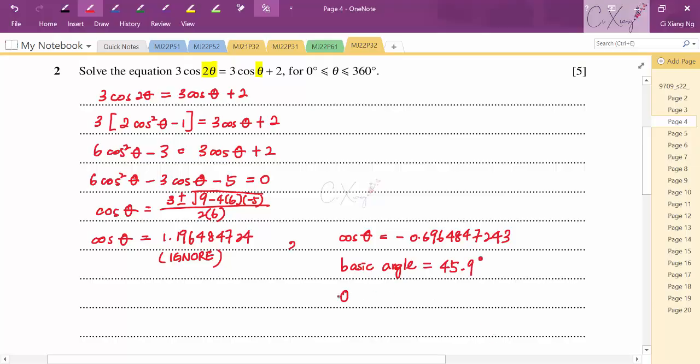And now I'm going to get the values for theta. So again, refer to the domain that they give us, the range of theta. It should be theta from 0 until 360. That means I have to go through all the 4 quadrants.